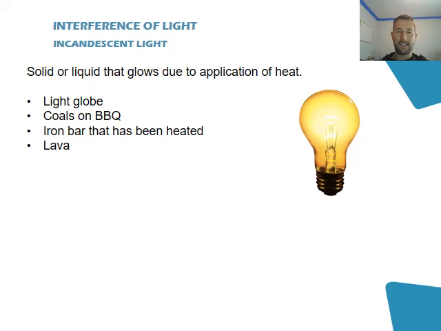So this is incandescent light. Now this is a light that's produced due to the application of heat. So for example, the filament in a light globe has electricity applied to it, it heats up that little filament. If it gets to a point that it's so hot, there's so much energy in the particles that it starts to glow. Now this glowing actually produces a light, obviously, and this is incandescent light.